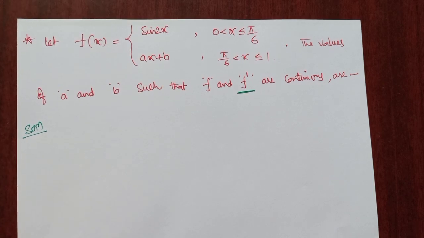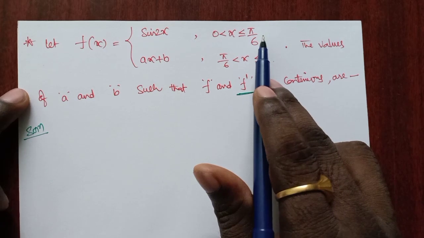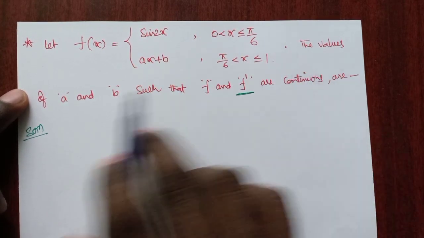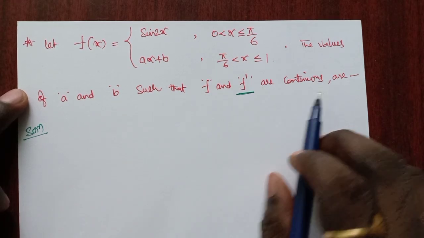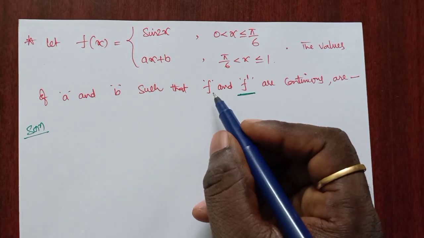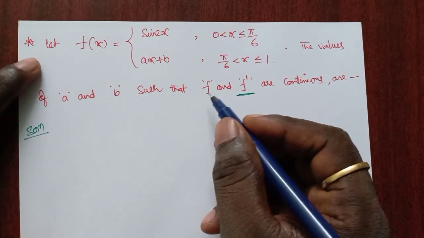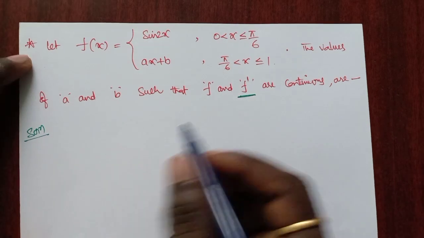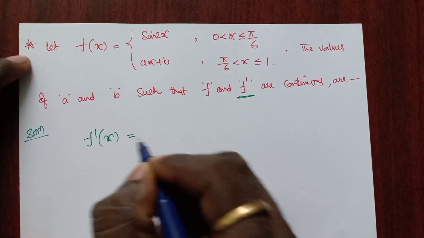Now coming to the second problem. Let f of x equal to sin 2x when x is in between 0 and 3, and ax plus b when x is in between 3 and 1. Find the values of a and b such that f and f dash are continuous. Clearly, see here the function is continuous and the derivative is also continuous. Now see, coming to the derivative of this function straight away, what is f dash of x?